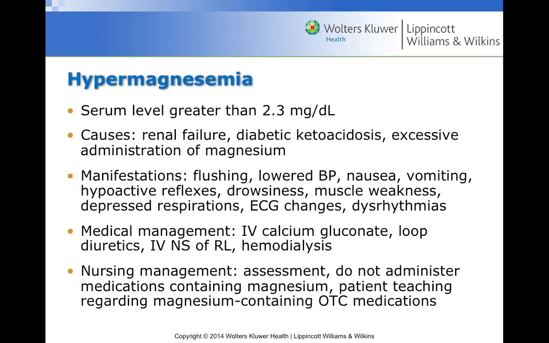By far the most common cause of hypermagnesemia is renal failure. It can occur in patients with untreated diabetic ketoacidosis when catabolism causes the release of cellular magnesium that cannot be excreted because of the profound fluid volume depletion and resulting oliguria.